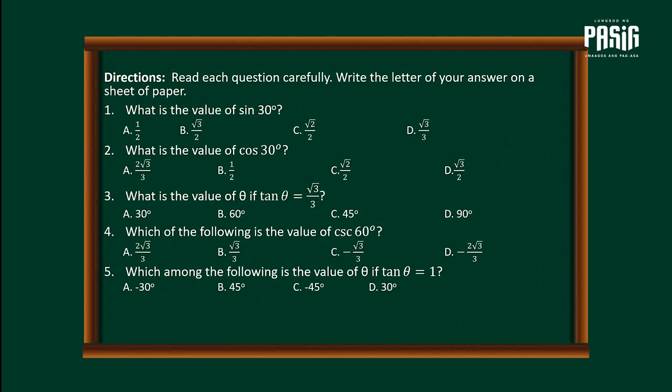Number 4. Which of the following is the value of cosecant 60 degrees? A. 2 the square root of 3 over 3. B. The square root of 3 over 3. C. Negative the square root of 3 over 3. Or D. Negative 2 the square root of 3 over 3. Number 5. Which among the following is the value of theta if tangent theta is equal to 1? A. Negative 30 degrees. B. 45 degrees. C. Negative 45 degrees. Or D. 30 degrees.